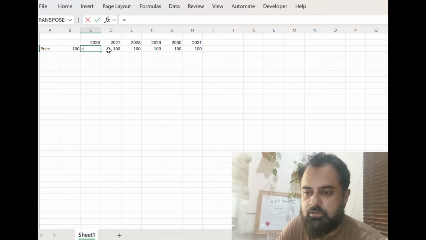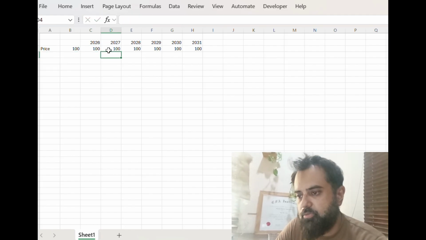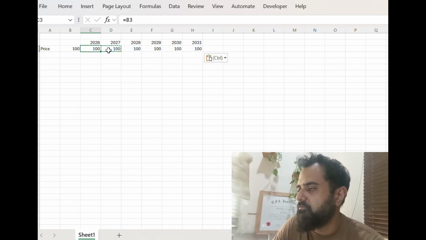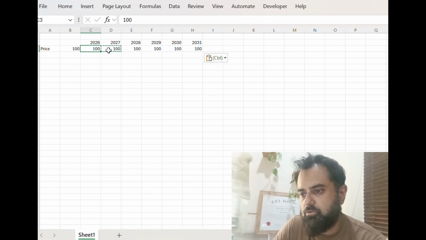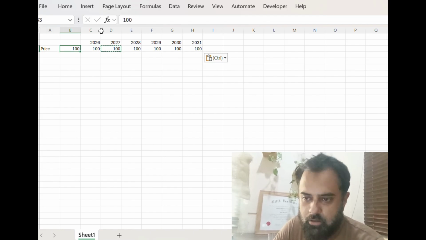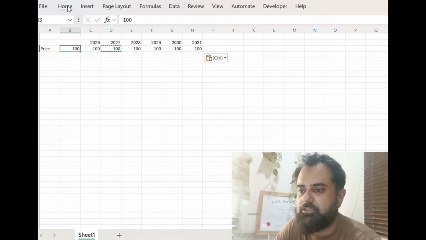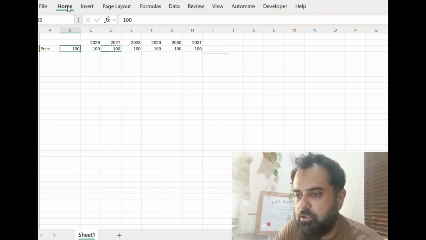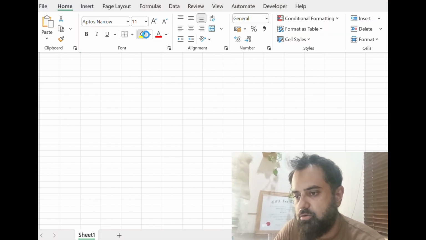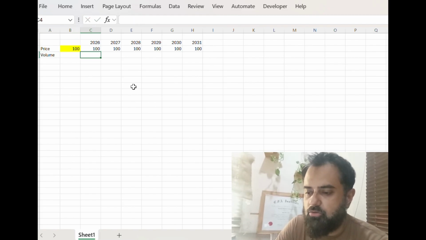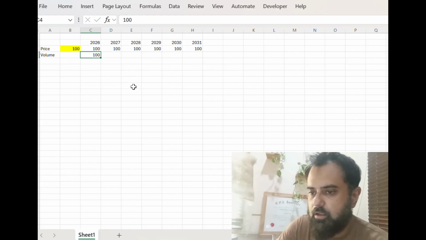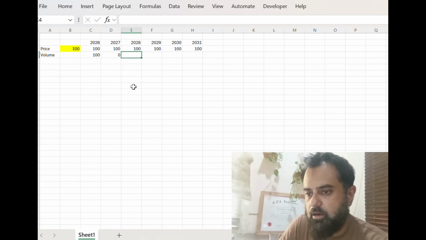And we'll just link this. Everything needs to be linked in a financial model. You can never have punched-in numbers, right? So here we have an input of 100. We have just linked the price to all the years, right? For all the years, the price is the same. Let's make it yellow. Okay, and let's say there is a volume. Volume starts with 100 as well, and we'll link this one as well. 100 units.